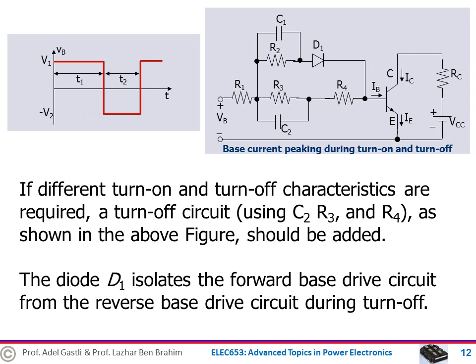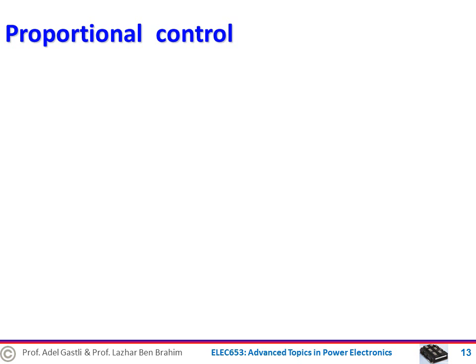You can notice here that the diode D1 isolates the forward bias drive circuit from the reverse base drive circuit during turn-off. This means that C1 and R2 are used during turn-on transition only. Now let's see another type of base current control, which is called the proportional control.